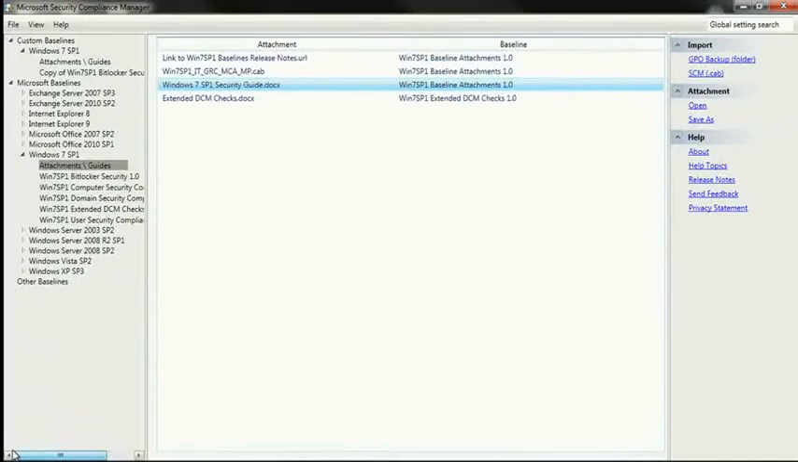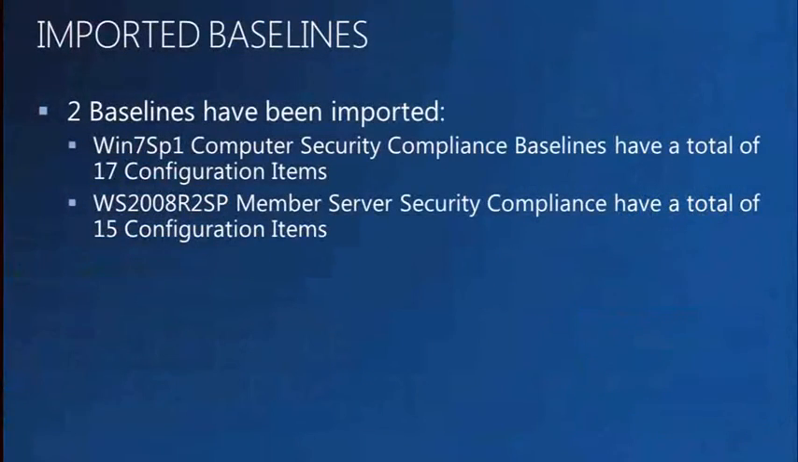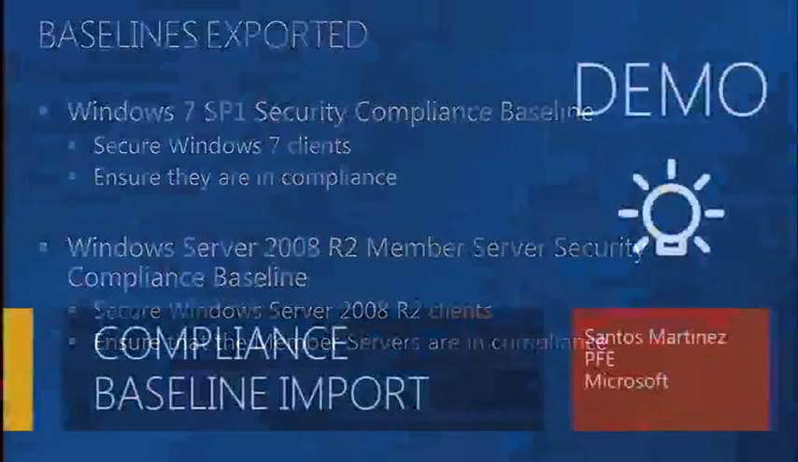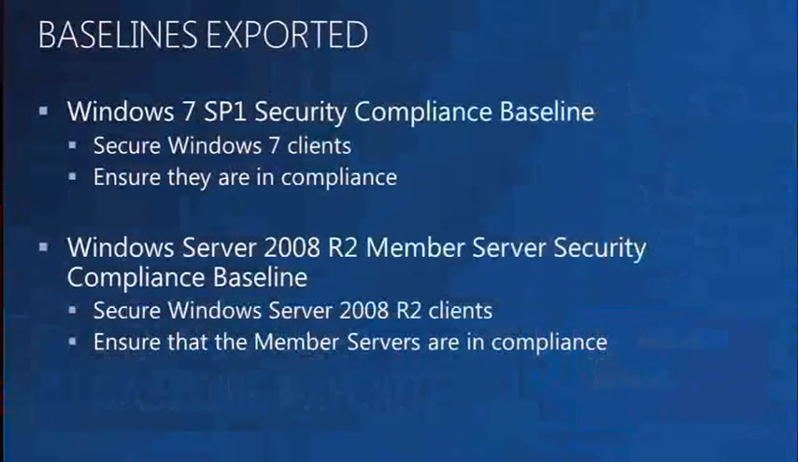For the demo, we're going to export our Windows 7 computer security baseline and deploy it to an actual client and watch that process as it goes through the environment. After that demo, I'm going to take some of those baselines and export them from Security Compliance Manager. We're going to export them, and then go into Configuration Manager.